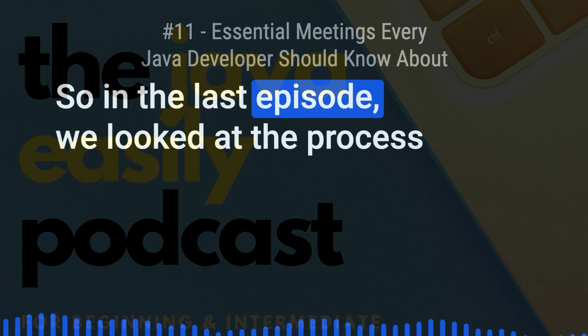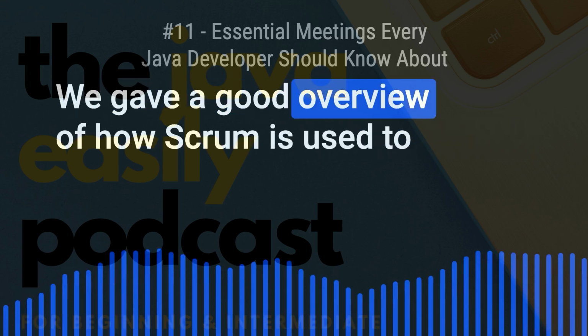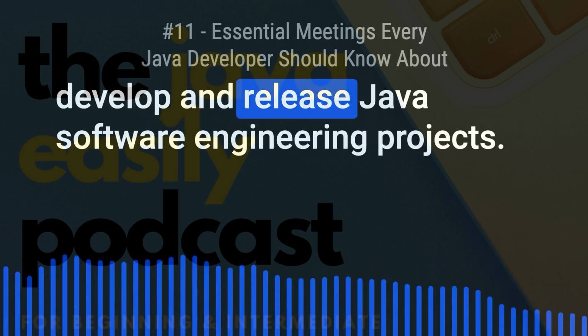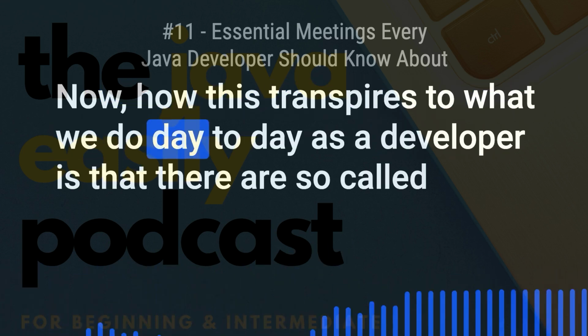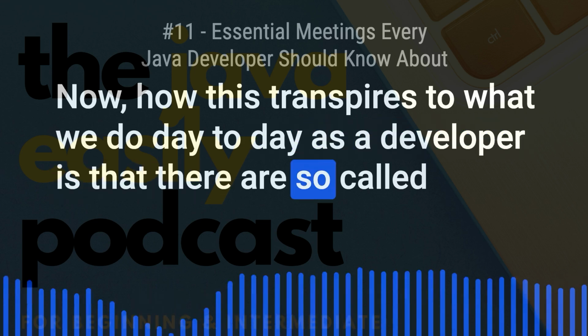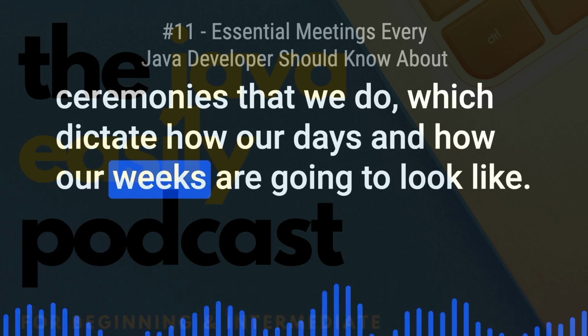So in the last episode, we looked at the process we tend to follow in Java development, which was Scrum. We gave a good overview of how Scrum is used to develop and release Java software engineering projects. Now, how this transpires to what we do day to day as a developer is that there are so-called ceremonies that we do which dictate how our days and how our weeks are going to look like.